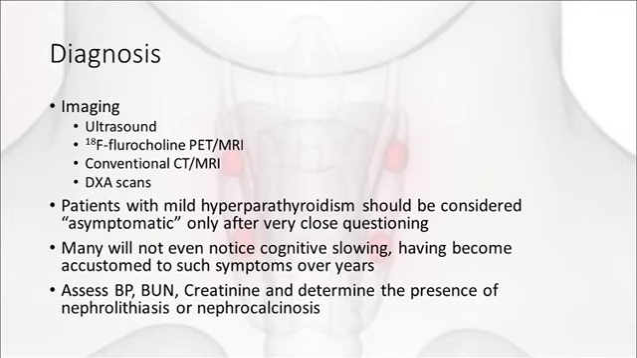Patients with mild hyperparathyroidism should be considered asymptomatic only after very close questioning. That is because the symptoms are so varied that you must make sure that you've gone through every single symptom before you can say for sure that they are asymptomatic. Many will not even notice cognitive slowing, having become so accustomed to the symptoms over many years. You also need to assess blood pressure, BUN, creatinine, and also determine the presence of nephrolithiasis or nephrocalcinosis.